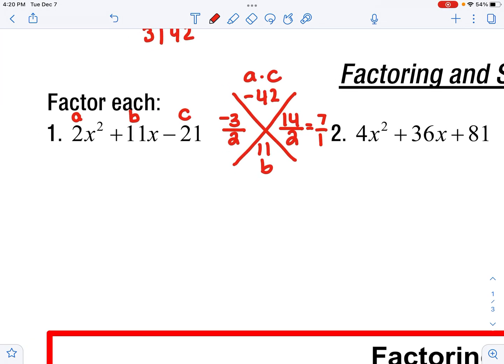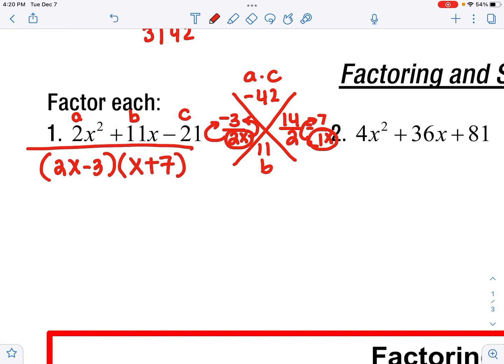Now what you're going to do is write them upside down. You're going to put an X down here and an X down here. So your first factor, written upside down, is 2x minus 3. Once again, that comes from this 2x and then going this way, minus 3. This one is a 1x plus 7. Instead of writing 1x plus 7, I'm just going to write x plus 7. And now that is factored.